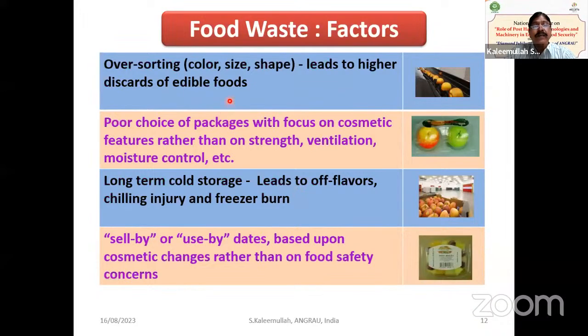And the other one is the over-sorting on color, size, and shape. Based on color, size, and shape, nowadays we are sorting produce. For example, if it is an apple and it is not red in color, if it does not have a proper size, or if the shape is not good, then they do not sell it in the market, they just throw it out. Like that also, there is a huge loss.